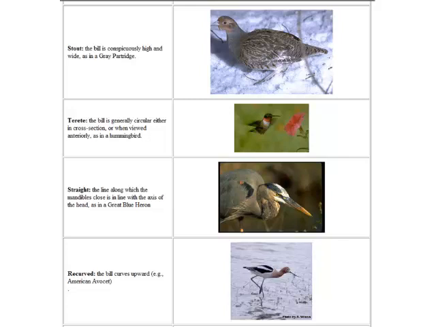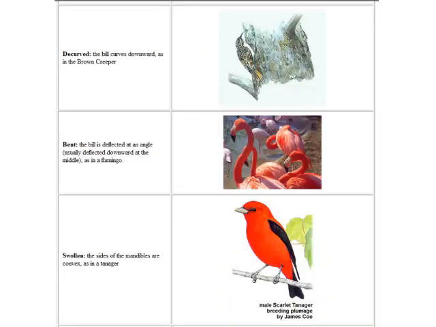Terete bills are round, like the hummingbird. Straight bills have a very, very straight commissure there. The gape of the bird is a very straight line. Recurved bills curve upward. That bird there in that picture is in the family Recurvirostridae. Decurved bills curve downward like that little creeper. A bent bill, it bends. It has a little crook in the middle like flamingos. Swollen bills, if you look from the top, the sides of the mandibles are convex or bow outward.